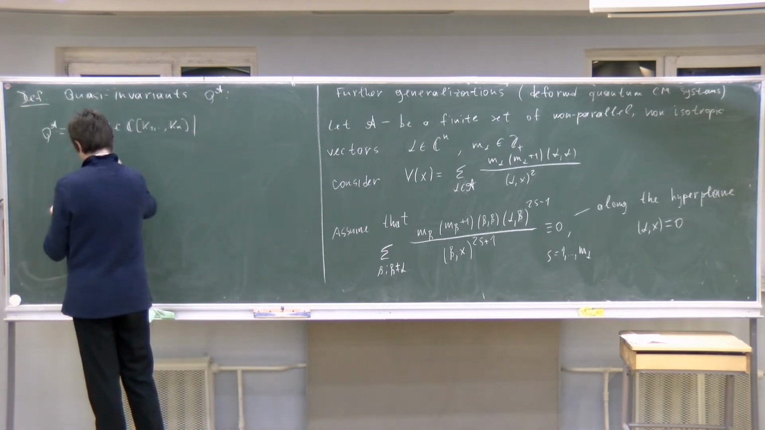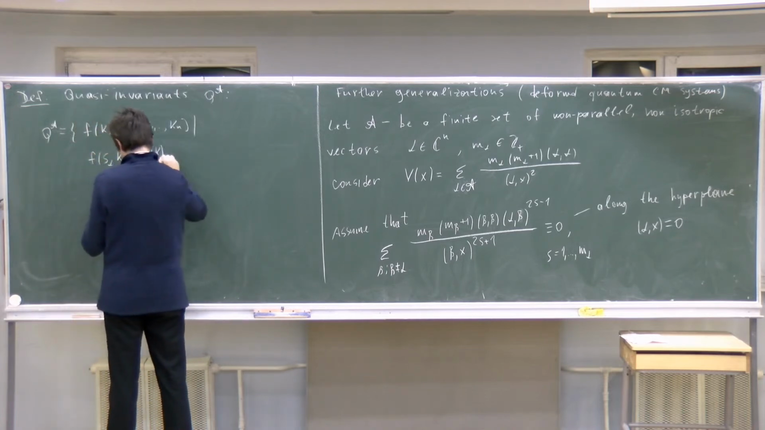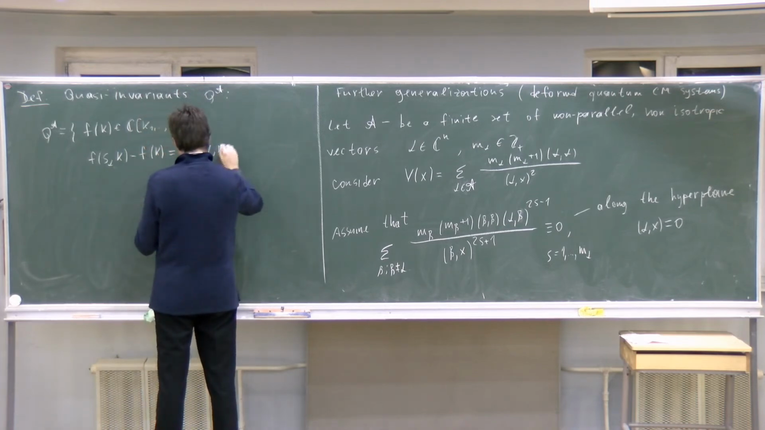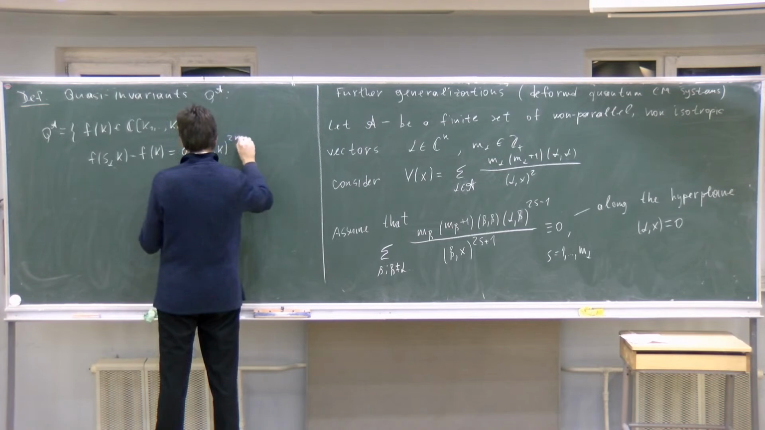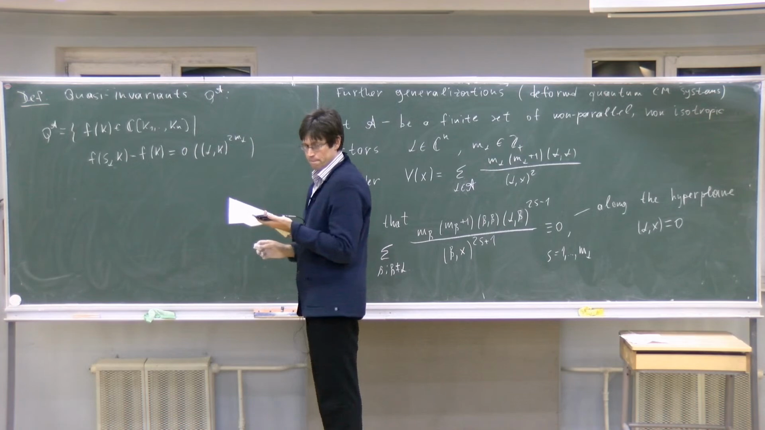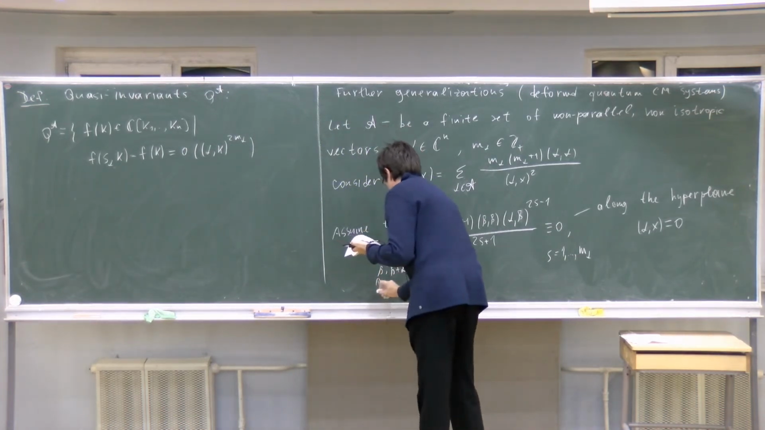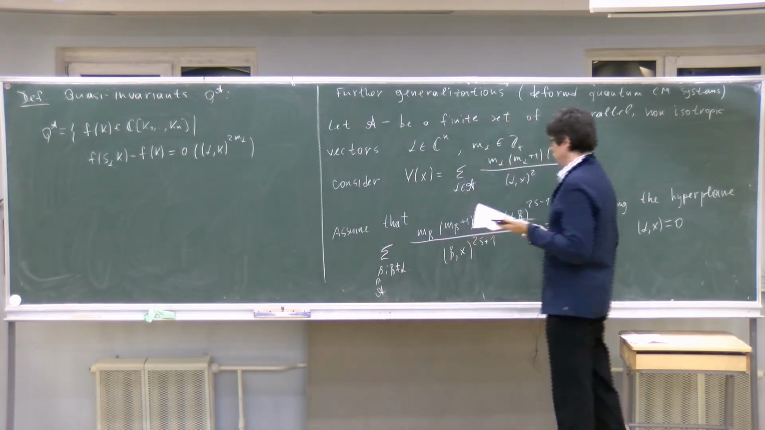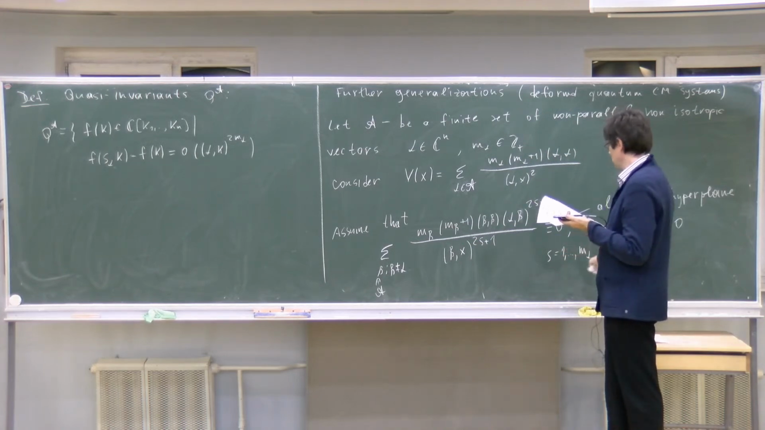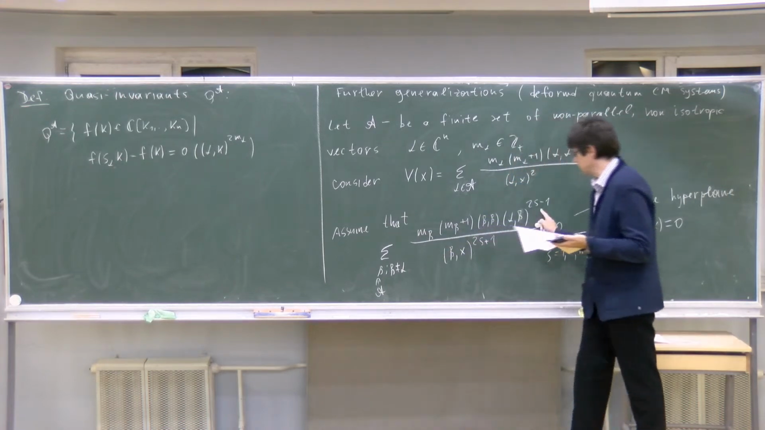So f of s alpha k minus f of k is equal to 0 modulo alpha k powers 2m alpha. Sorry, the sum is taken over beta in A, not equal to alpha. And we assume that this is true for all s from 1 to m alpha, for all alpha. So this is one equation. It's labeled by alpha and s.